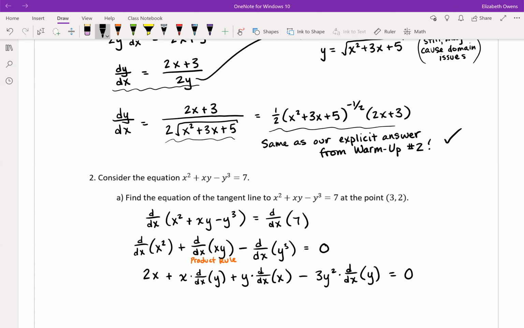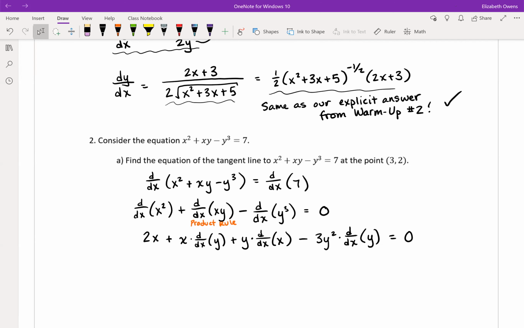Okay, so let's clean things up a bit here and see what we've got. 2x plus x times d/dx of y, remember, is dy/dx. Okay, and then y times the derivative of x, which is just 1, so nothing funky there. And then we've got our 3y squared and then another dy/dx, then equals 0.